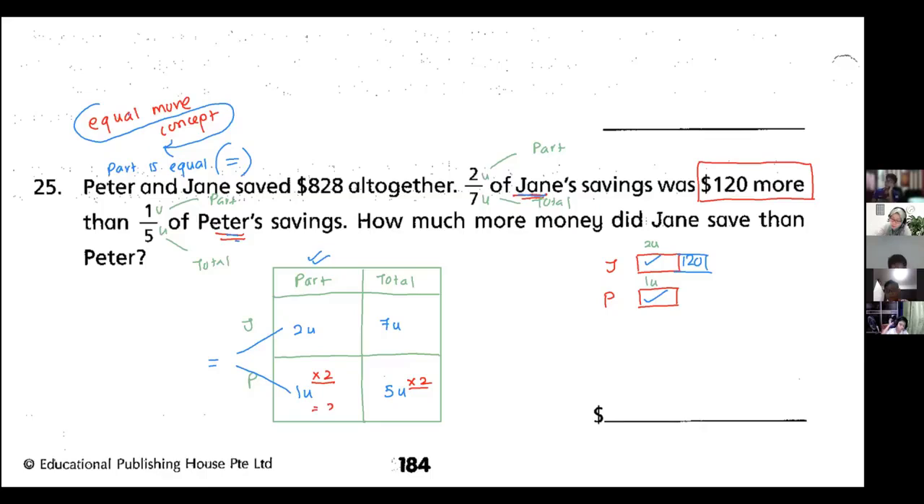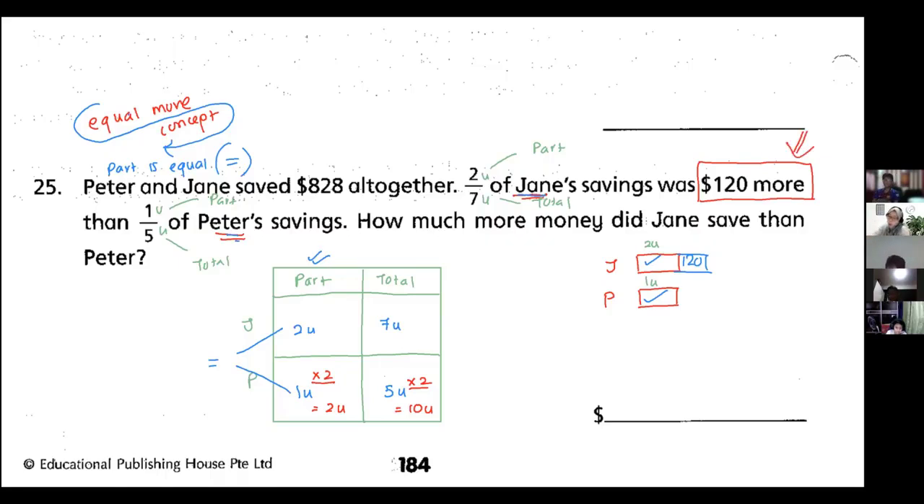So this will become 2 units. Here will become 10 units. All right. So now I know that this 2 unit of Jane's part is equal to 2 unit of Peter's part. Settled already that one. We leave it on its own. However, now let's look at the more portion.